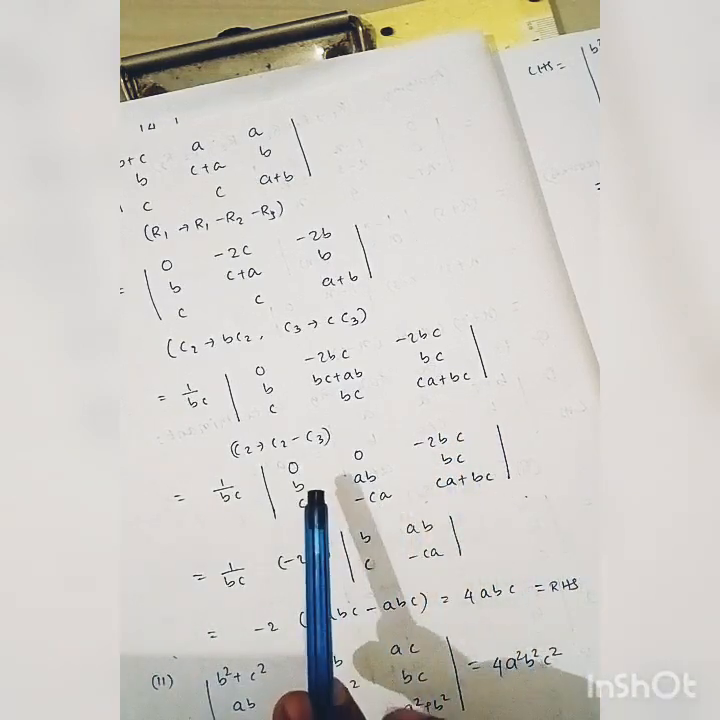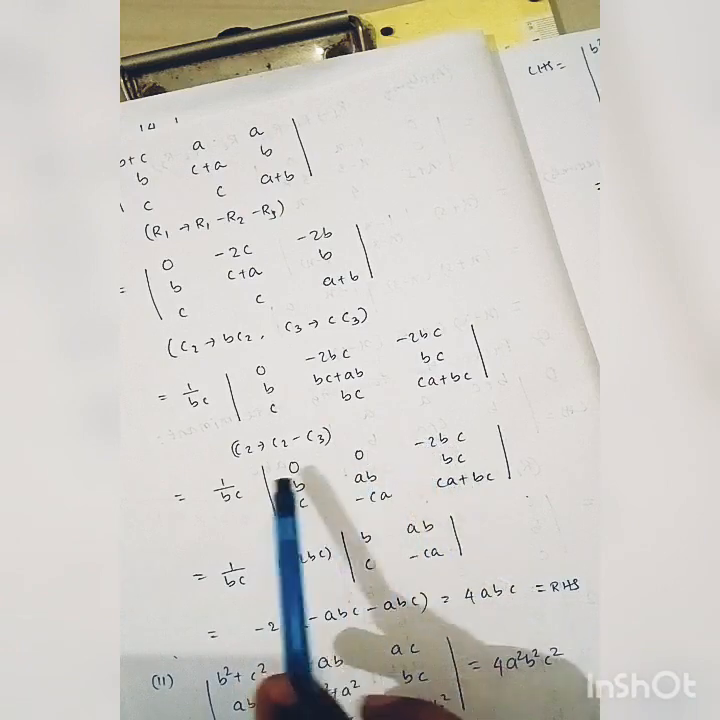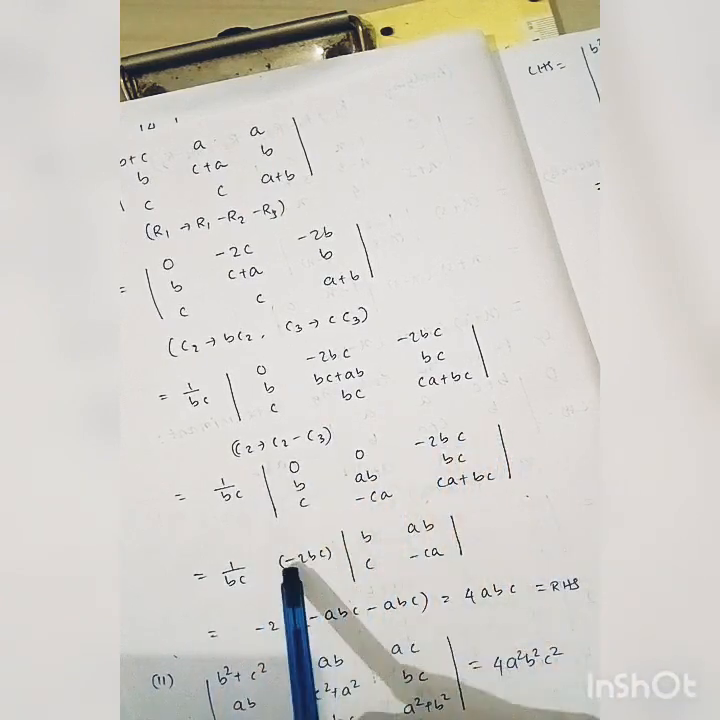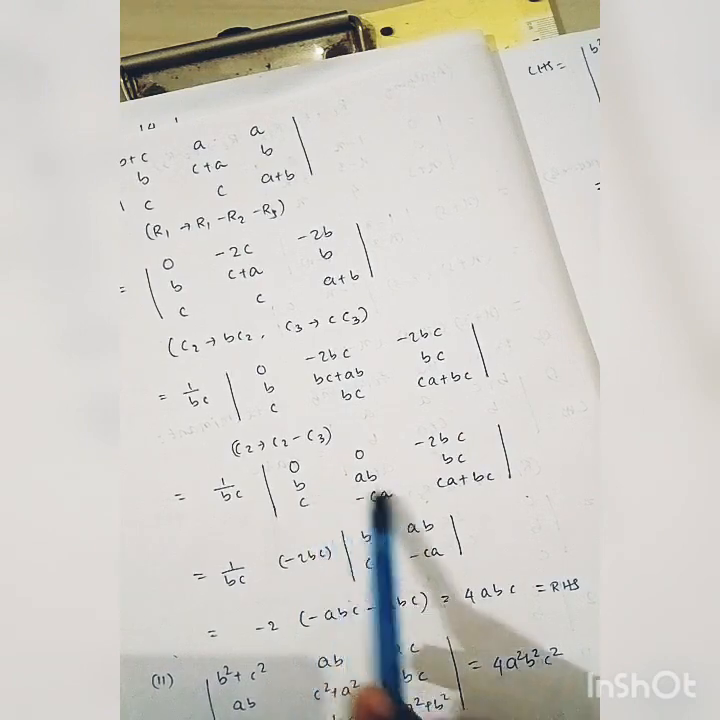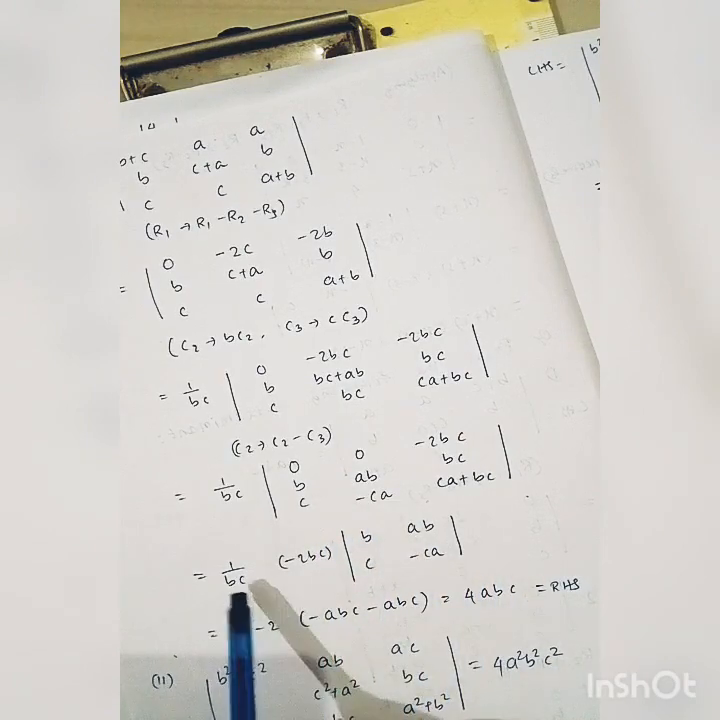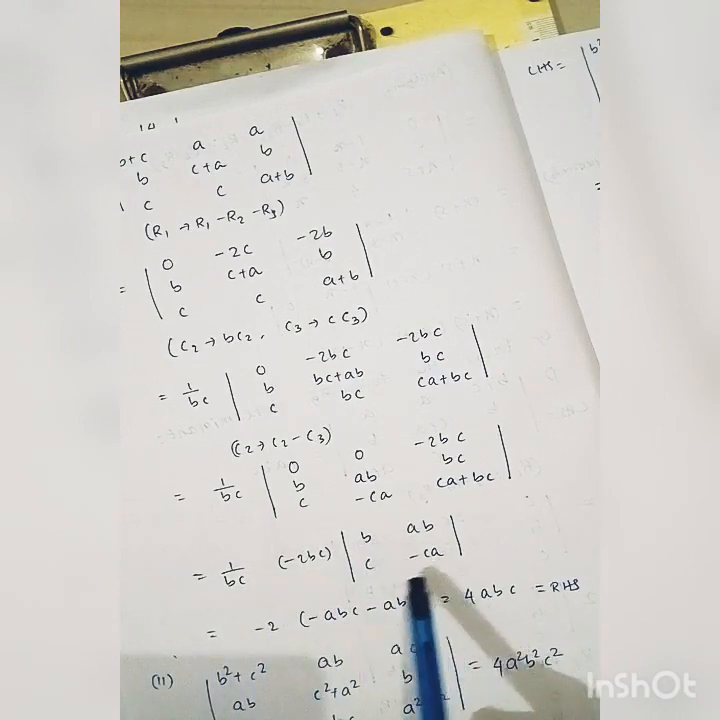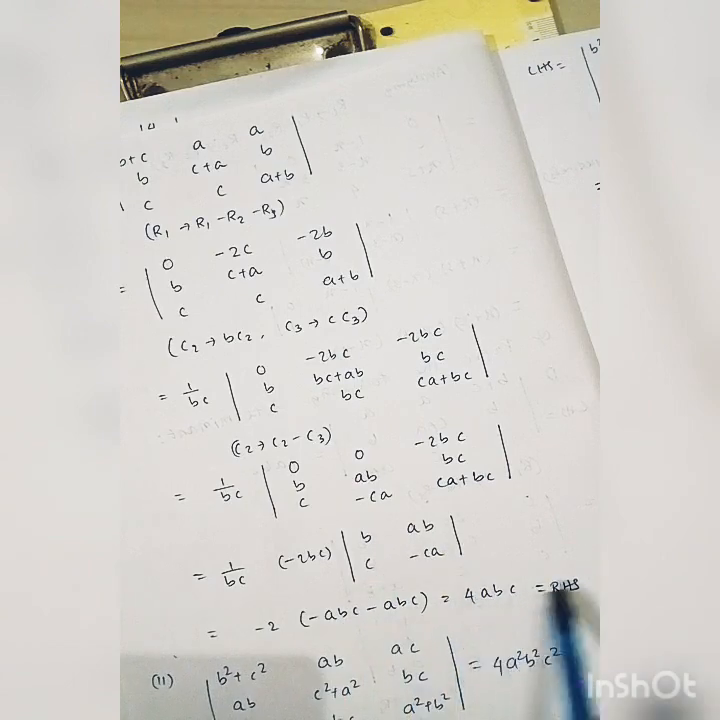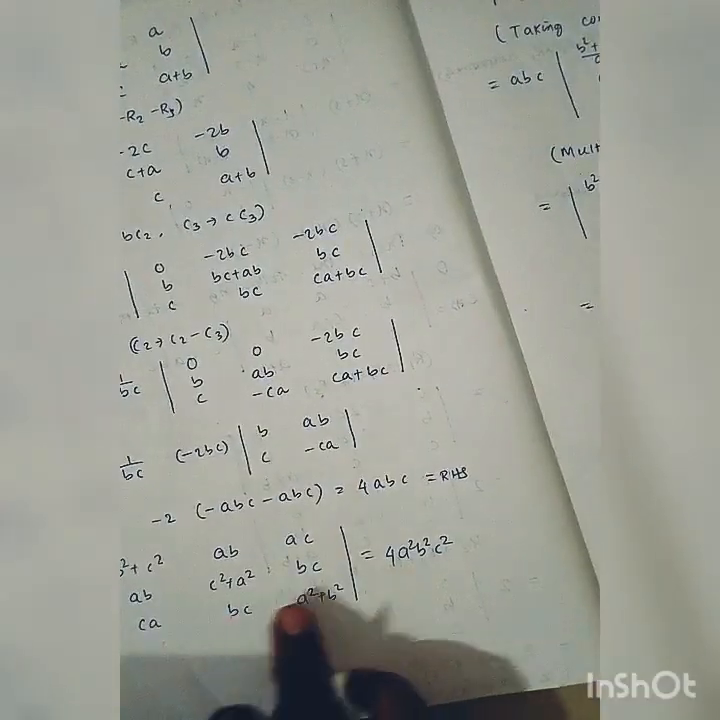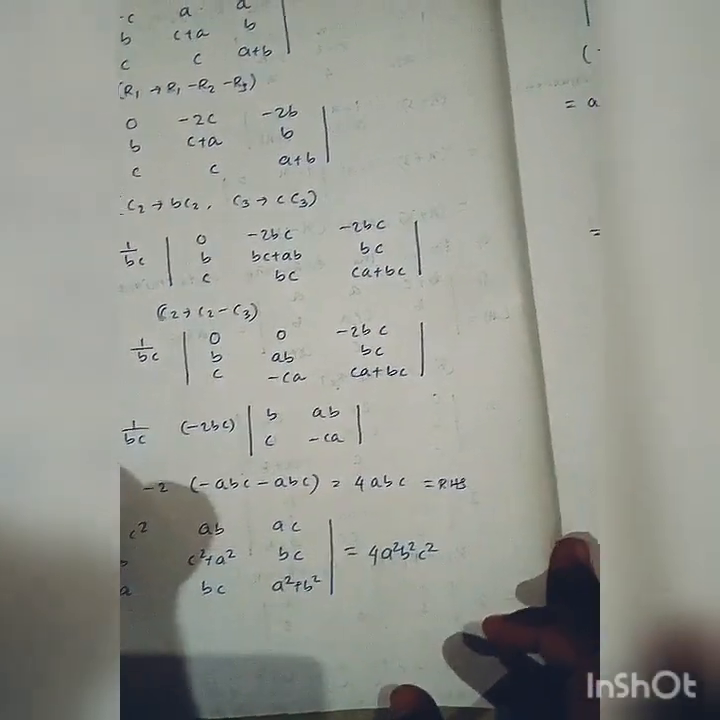Similarly this. Now if you expand this in row 1, we get minus 2bc into determinant of this. So cancelling bc, sorry, it is minus abc, again minus abc, which is equal to 4abc. So now another question, determinant of this equal to 4a squared b squared c squared. It is similar to the previous problem.